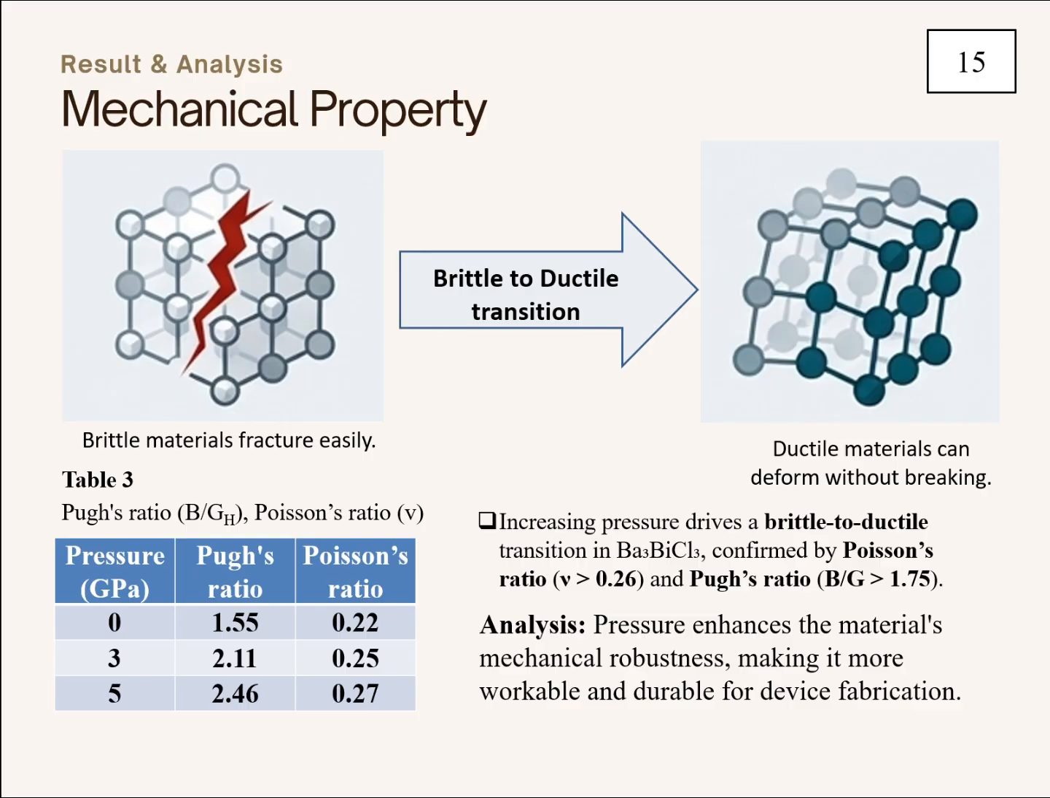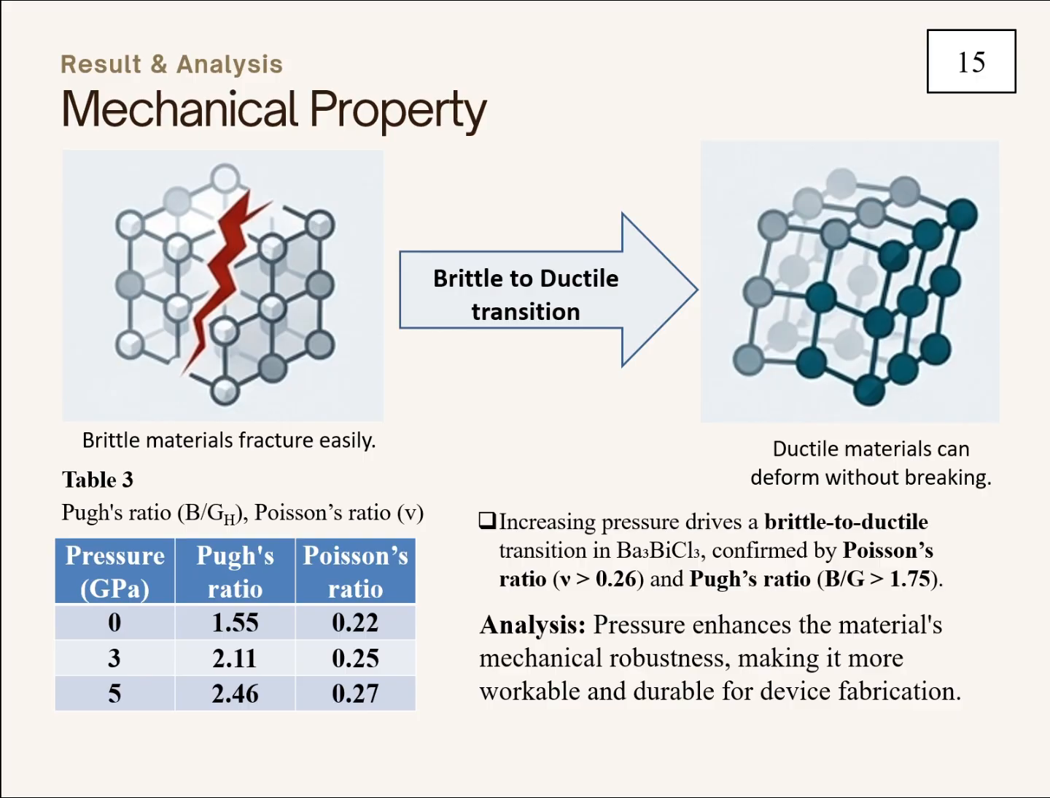So if we come to the mechanical property here, initially the mechanical property is brittle, showing us brittle conditions, and after the pressure it converted into a ductile transition. So what is brittle and ductile? Brittle means something that can be easily broken, and ductile is something that is not easily broken, that just deforms with respect to pressure.